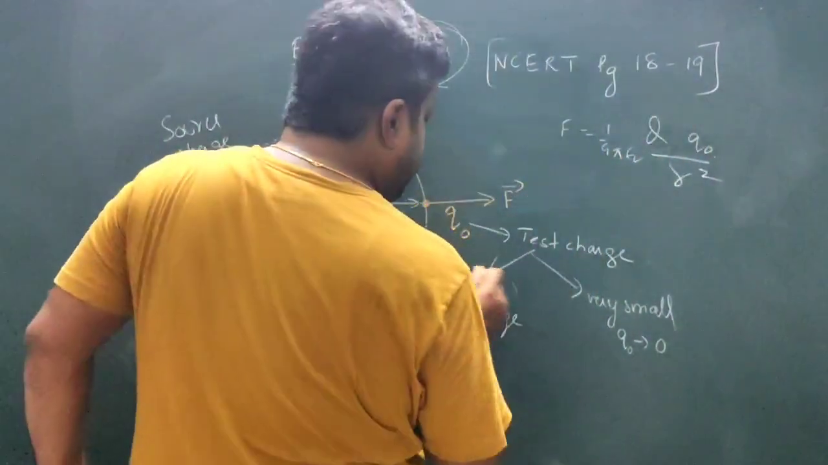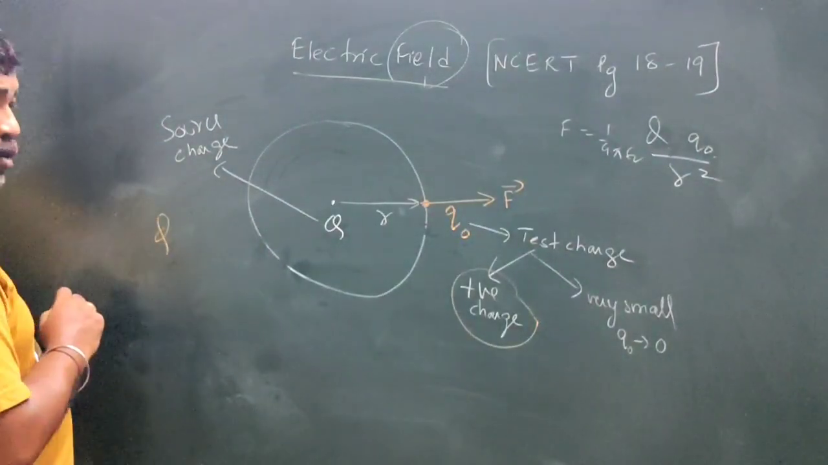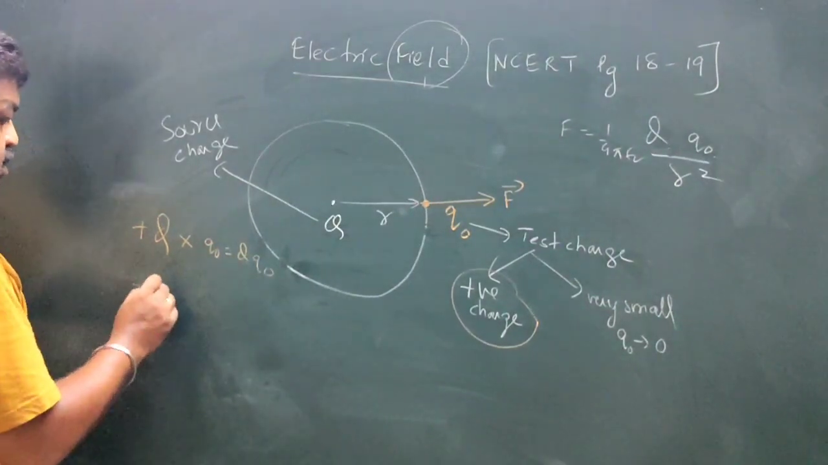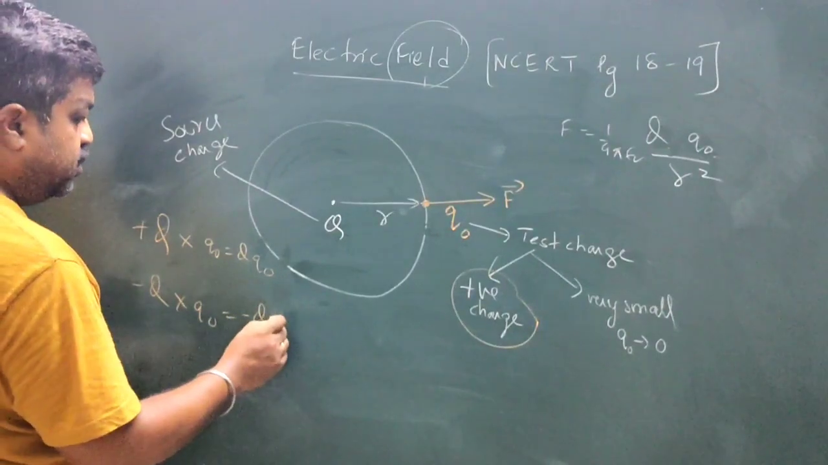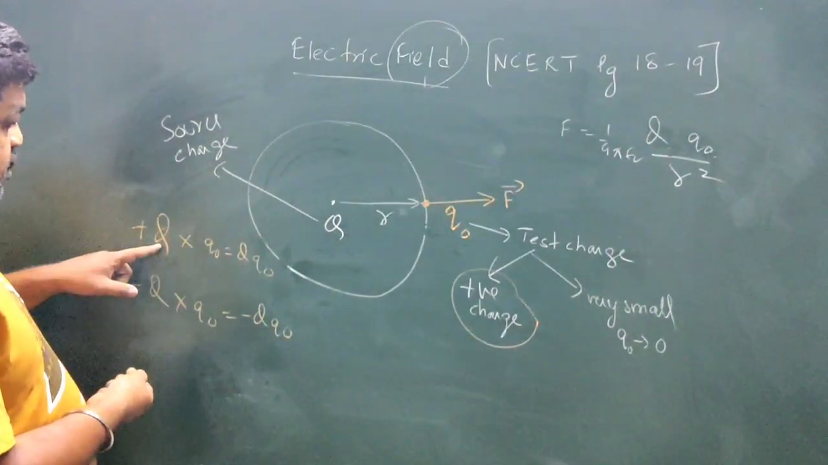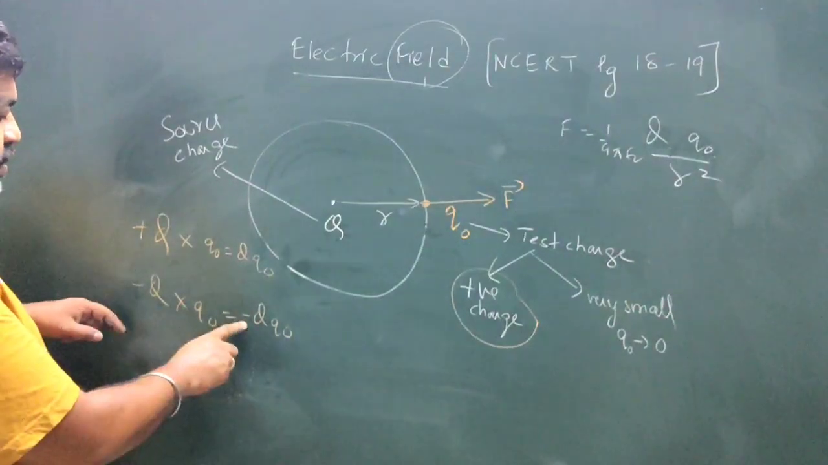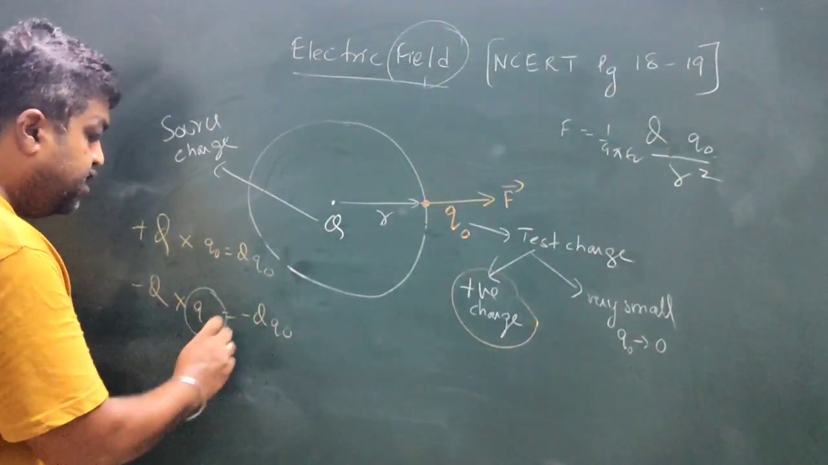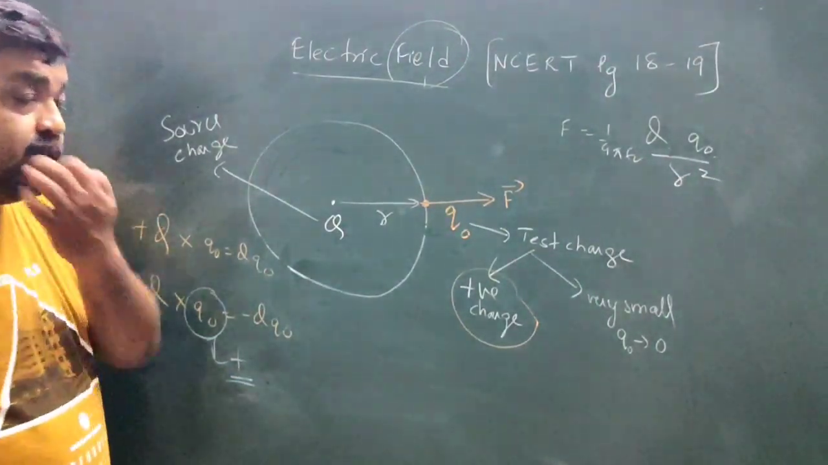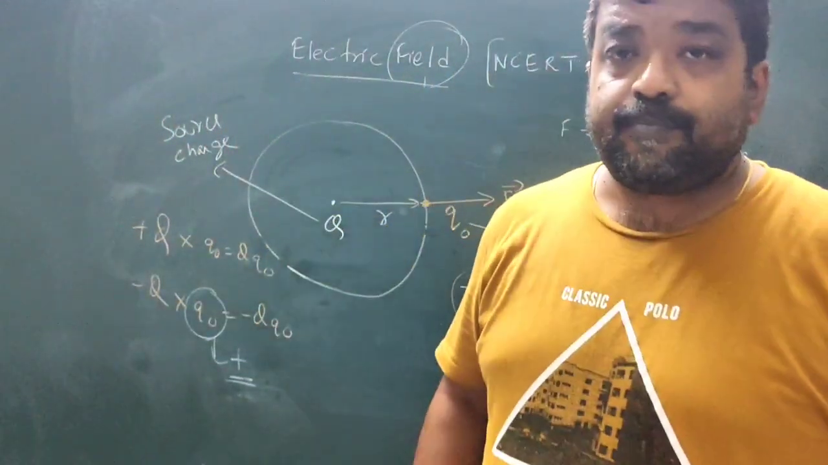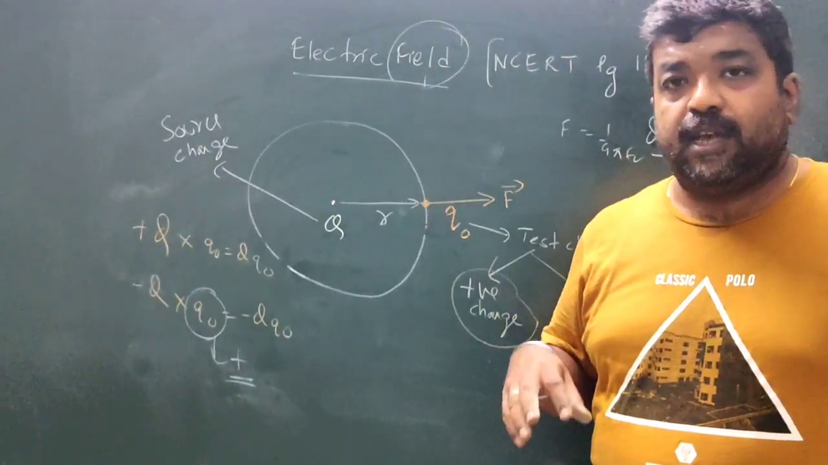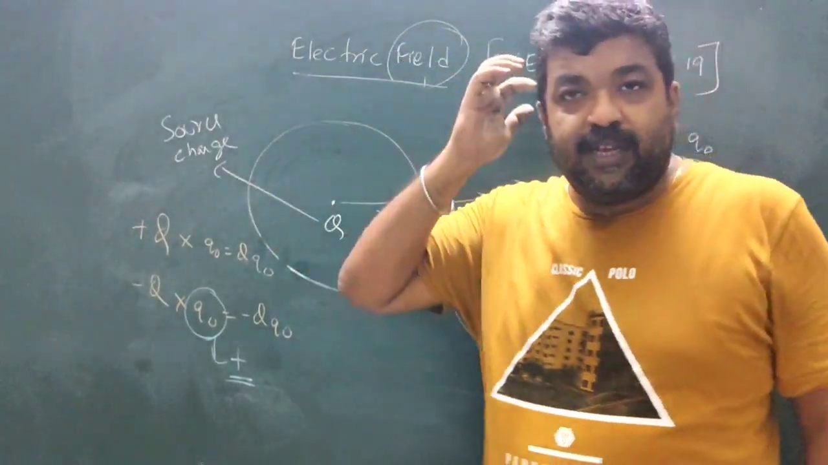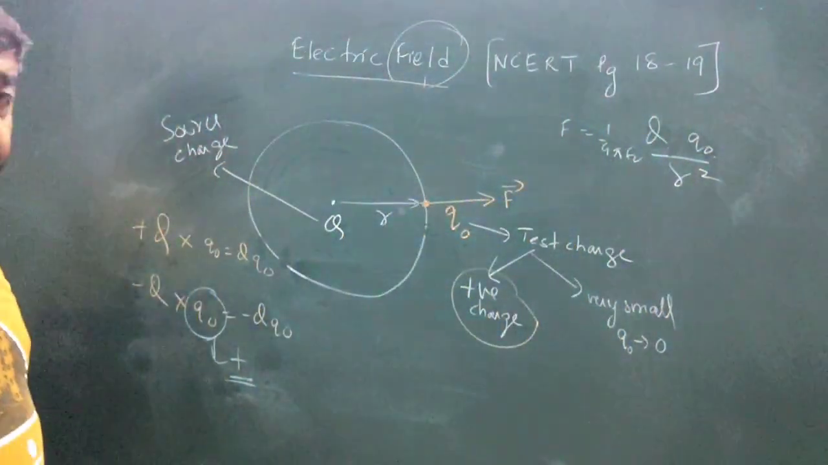See, regarding this positive sign: if Q is positive, plus Q into Q naught is positive Q naught; minus Q into Q naught is minus Q naught. So if this quantity is positive, here it is positive. If it is negative, it is negative. So this Q naught is not disturbing the sign, provided it is a positive quantity. So that is why I am taking Q naught as a positive charge, and it is of small magnitude, so that it doesn't have its own electric field which influences the electric field produced by the source charge. Okay, so I hope these things are clear.